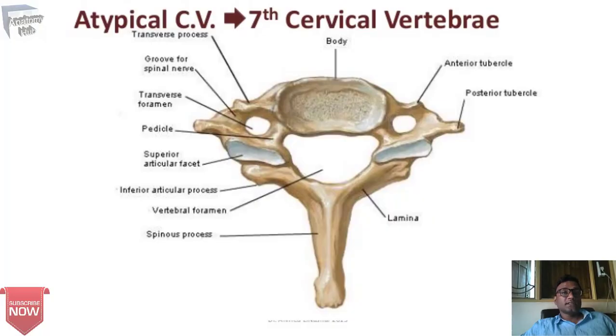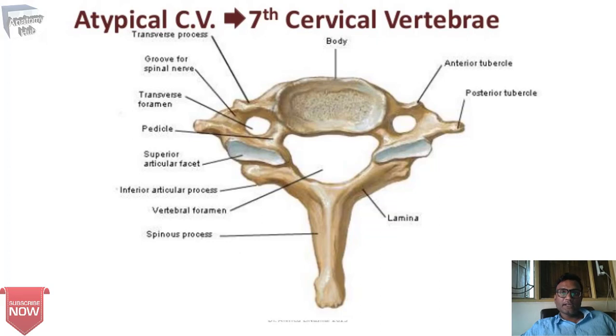And another uniqueness of this C7 cervical vertebra is that for C1 to C6, the spinal nerves are segmented in the usual way, but at the C7 cervical vertebra you will find two spinal nerves. Above the C7 vertebra you will find the C7 spinal nerve, and below the C7 vertebra you will find the C8 spinal nerve, which is present only at the C7 cervical vertebra.